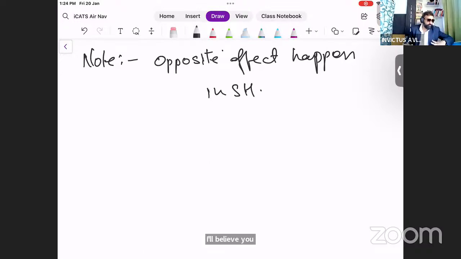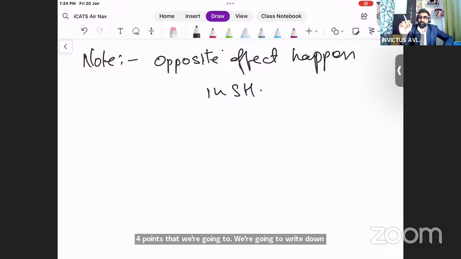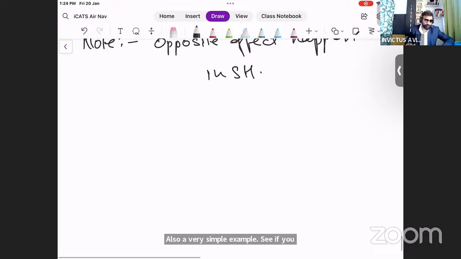Four points we're going to write down, and I'll be giving you one more numerical example also. A very simple example. See if you understand.